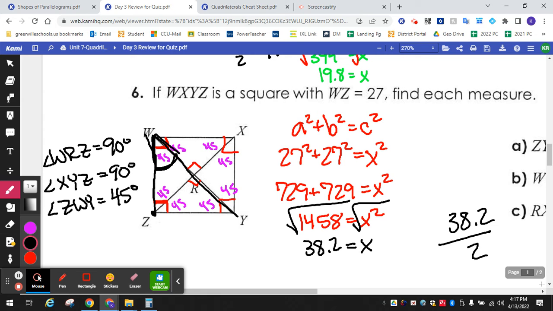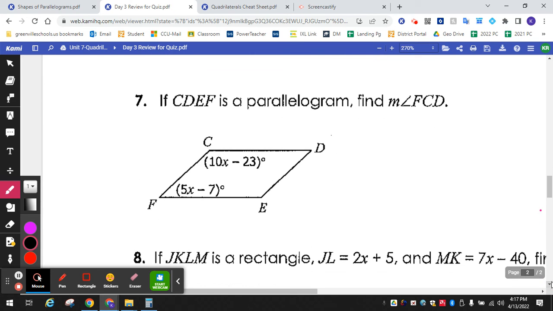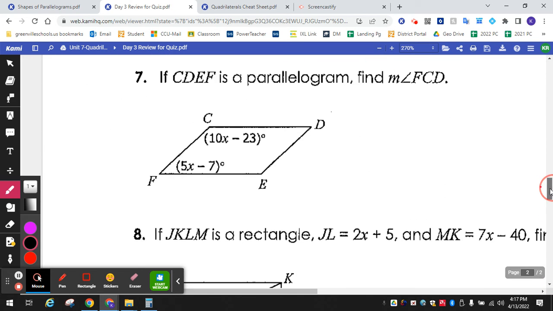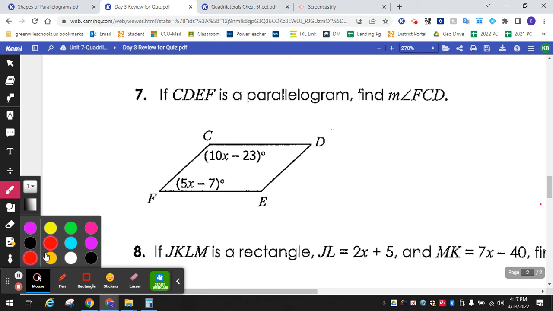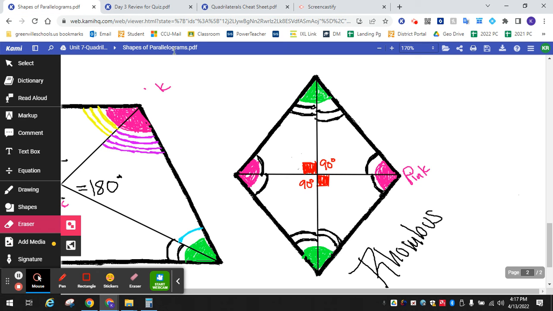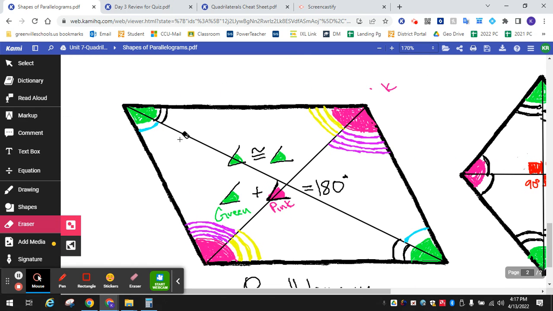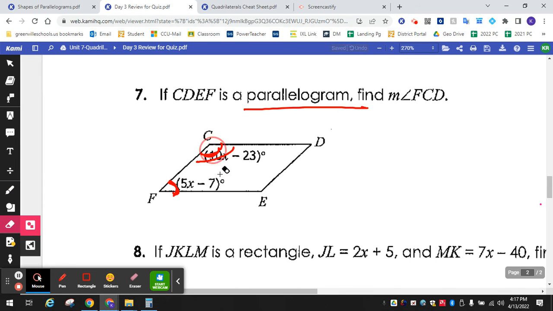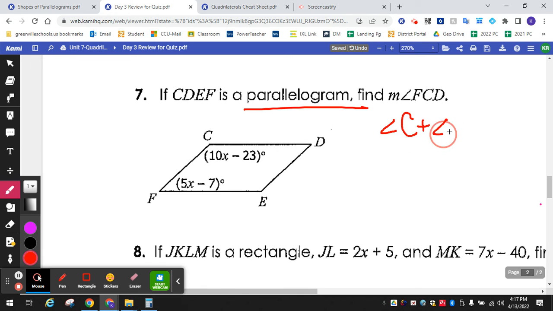All right, and then we're on the back. And I'm shocked, but the back seems to be easier for a lot of people this time. The only thing is knowing how do you set it up. So F and C are not equal. This is a parallelogram. The angles, pink and green, green and pink, add up to 180. So you set them equal to 180. Angle C plus angle F equals 180. And you don't have to write that. I'm just trying to show you what I'm doing.